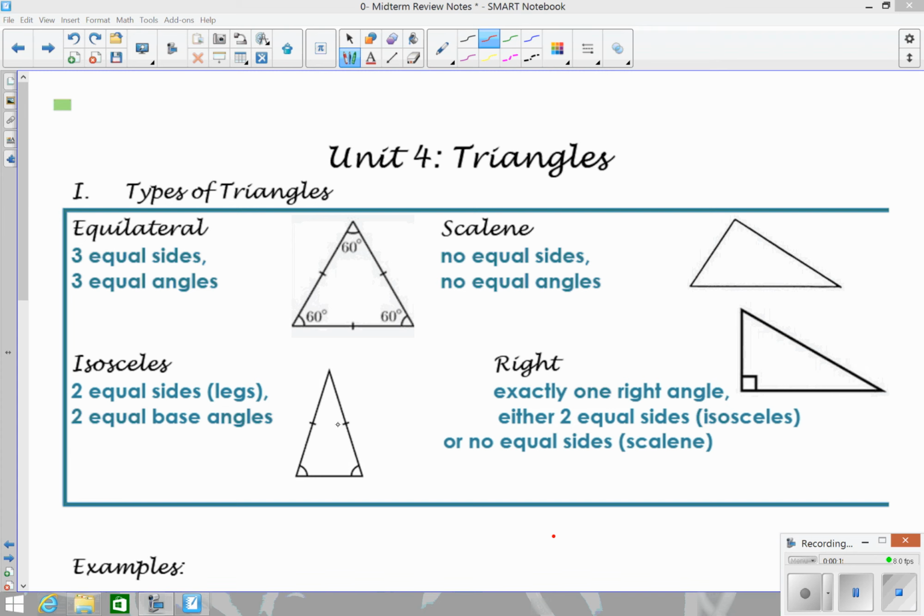Isosceles triangle means 2 equal sides and the angles across from those have to be equal. So make sure it's always the angles across from the equal sides. And then scalene means no equal sides, no equal angles.